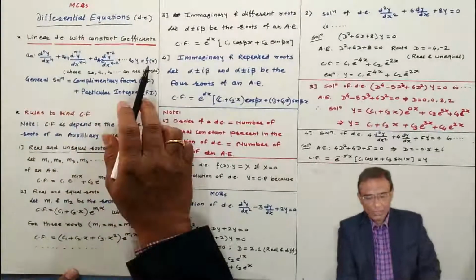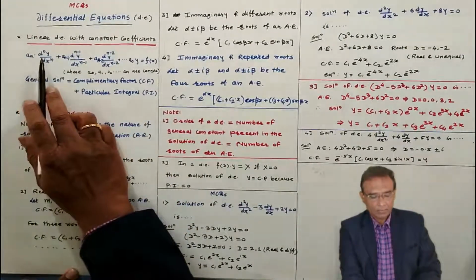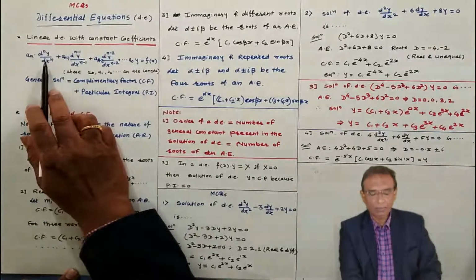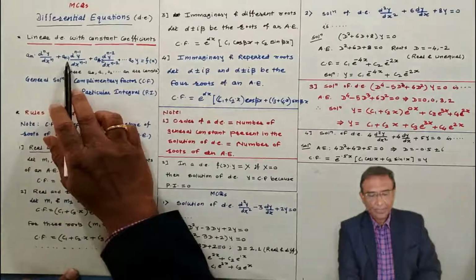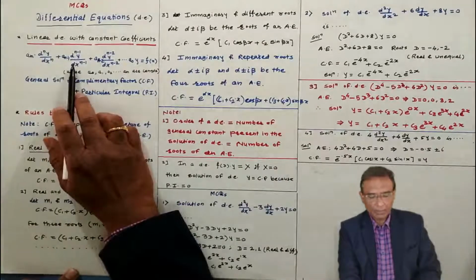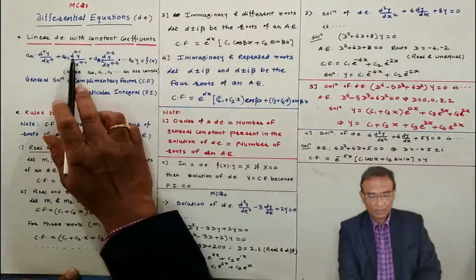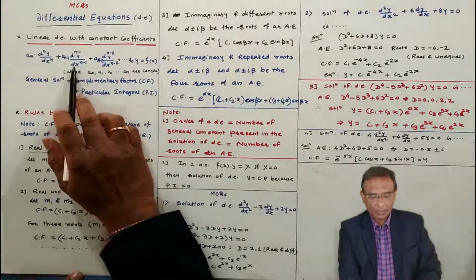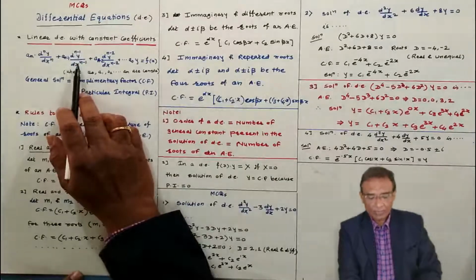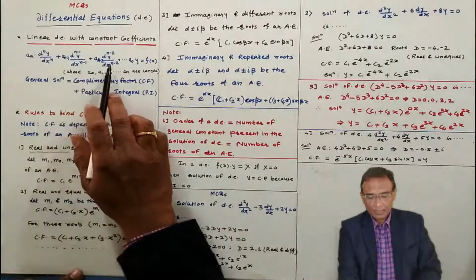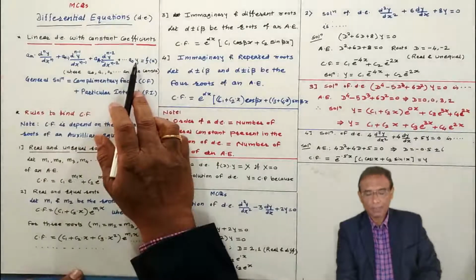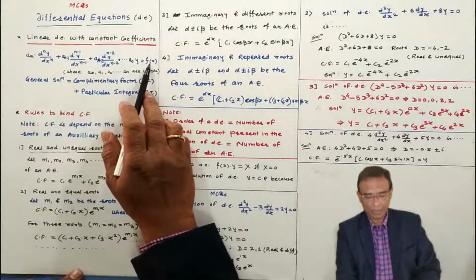See, this is the differential equation. a_n d^n y by dx^n means it is the nth derivative of y with respect to x. a_(n-1) d^(n-1) y by dx^(n-1) is the (n-1)th derivative of y with respect to x. Like this, and the last term is a_0 multiplied by y, equal to a function of x.